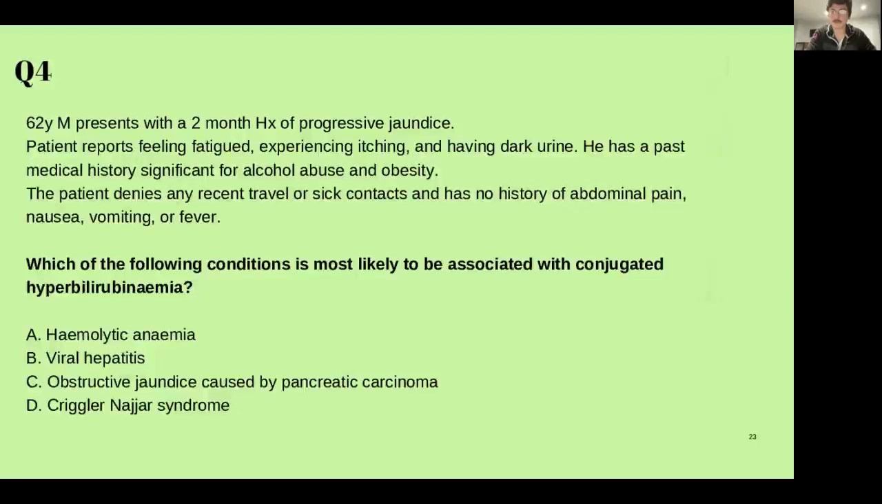Okay, so question 4. Let's just put the poll up first and then I'll read it. So, 62-year-old man presents with a 2-month history of progressive jaundice, reports feeling fatigued, itching, dark urine, past medical history of alcohol abuse and obesity, denies any recent travel or sick contacts, has no history of abdominal pain, nausea, vomiting or fever. Which of the following conditions is most likely to be associated with conjugated hyperbilirubinemia?